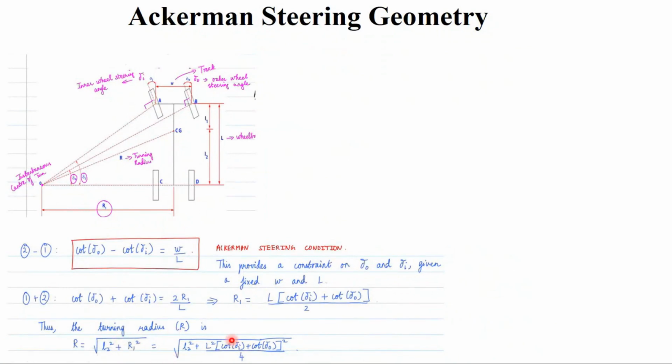Now how can I write it? R is nothing but the square root of L2 square plus, we know R1, right? This is the R1. So I am applying the square for this R1. It becomes L square times cot delta I plus cot delta O, the whole square, by 4. Okay, so this is the turning radius of the Ackermann steering condition of this mechanism.